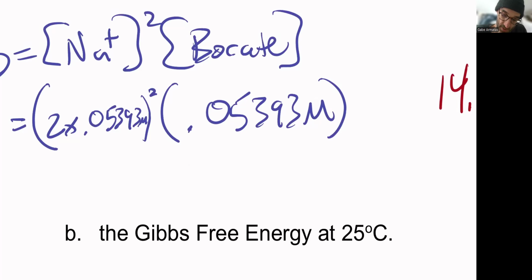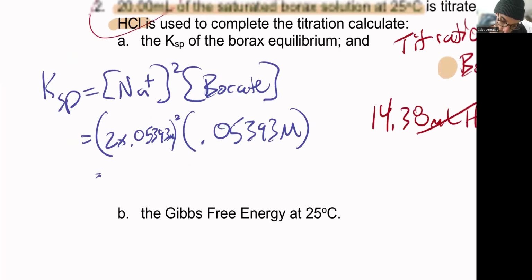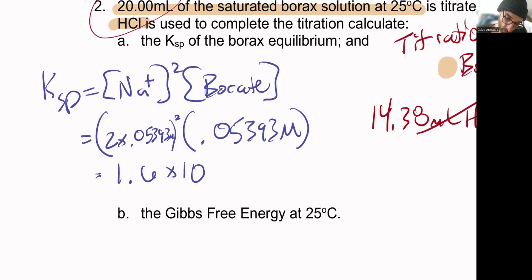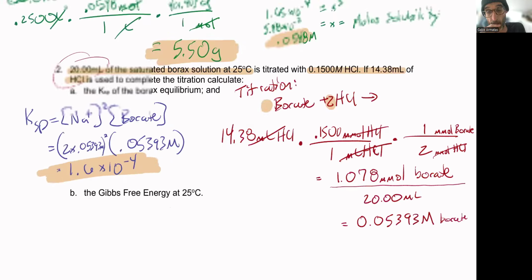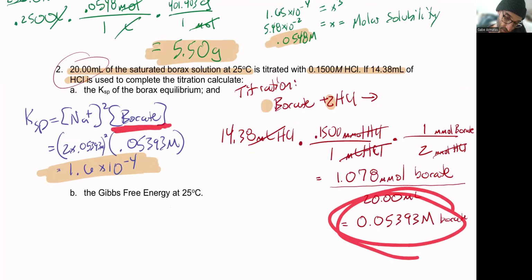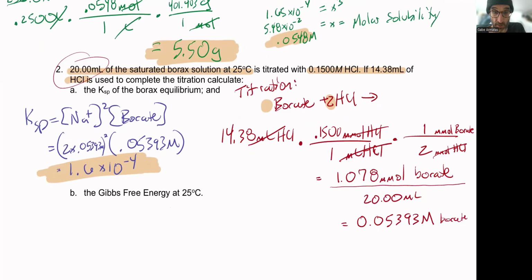So ultimately, it's going to be 0.05393 cubed, and you end up with 1.6 times 10 to the negative 4 as your KSP for the borax solution in that state. Okay, so KSP for the borax is 1.6 times 10 to the negative 4. Again, because I'm determining the amount of borate, we recognize that borax dissociates into one borate and two sodium. So make sure you take that into account because it's going to be important for the third question on this post lab.